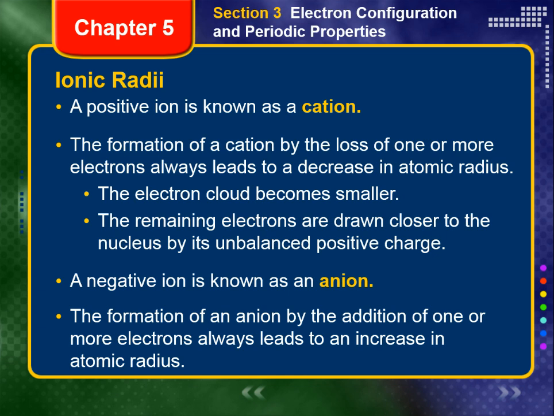The negative ion is known as an anion. The formation of an anion by the addition of one or more electrons always leads to an increase in atomic radius. This is because the total positive charge of the nucleus remains unchanged when an electron is added to an atom or an ion. So, the electrons are not drawn to the nucleus as strongly as they were before the addition of the extra electron. The electron cloud also spreads out because of the greater repulsion between the increased number of electrons.